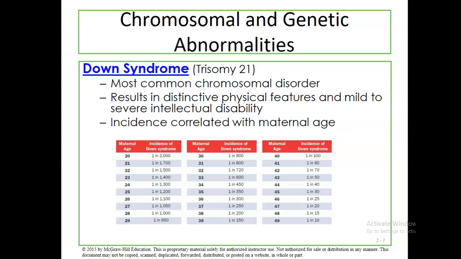As we move on to chromosomal and genetic abnormalities, we'll begin with Down syndrome, which is the most common chromosomal disorder. It's also referred to as trisomy 21 because these individuals have an extra chromosome on the 21st pair of chromosomes. So their cells do not have 46 chromosomes, they have 47 chromosomes. This syndrome results in distinctive physical features such as an enlarged tongue and almond-shaped eyes.